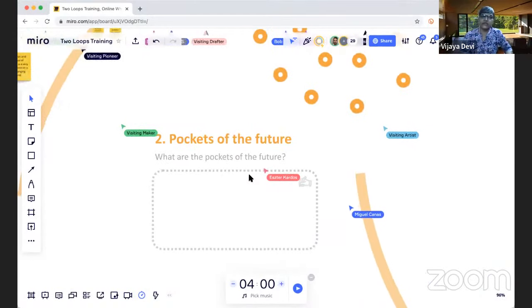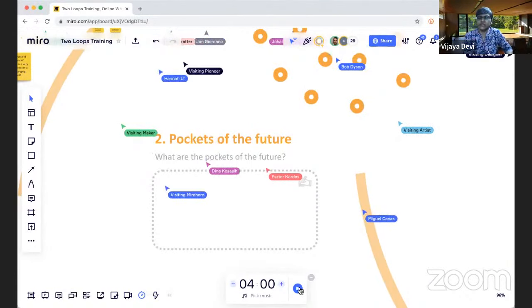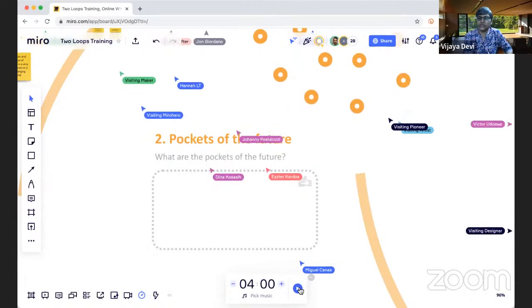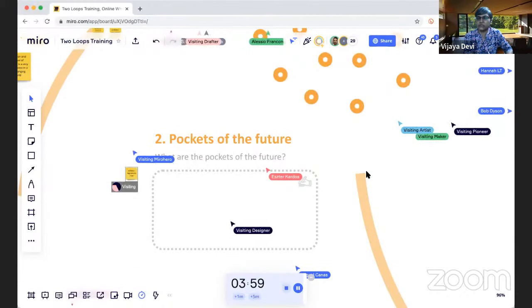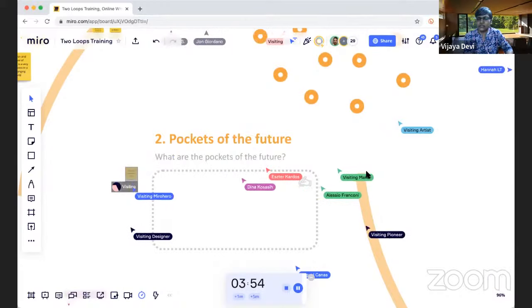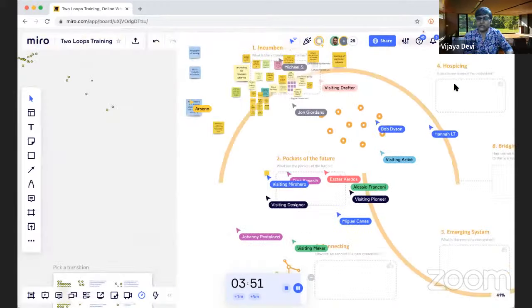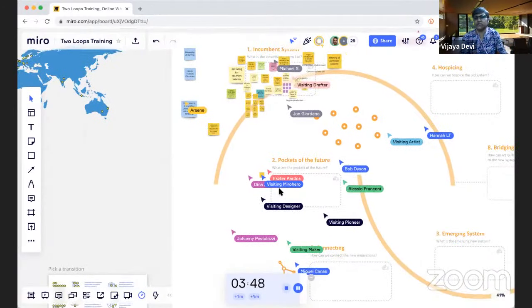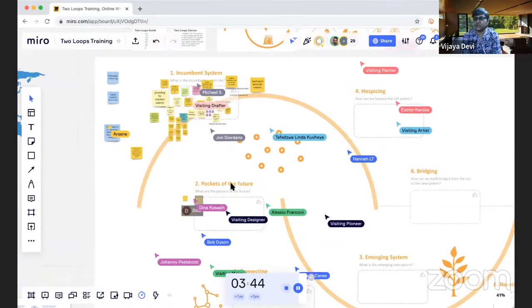So we're going to be looking at the pockets of the future. So what are some of the new alternatives that are emerging in the current system? The current system either could be at its peak, or it is at a stage of starting to decline. So at that point, there could be several alternatives that could emerge from different parts of the system. So what do these new alternatives look like?